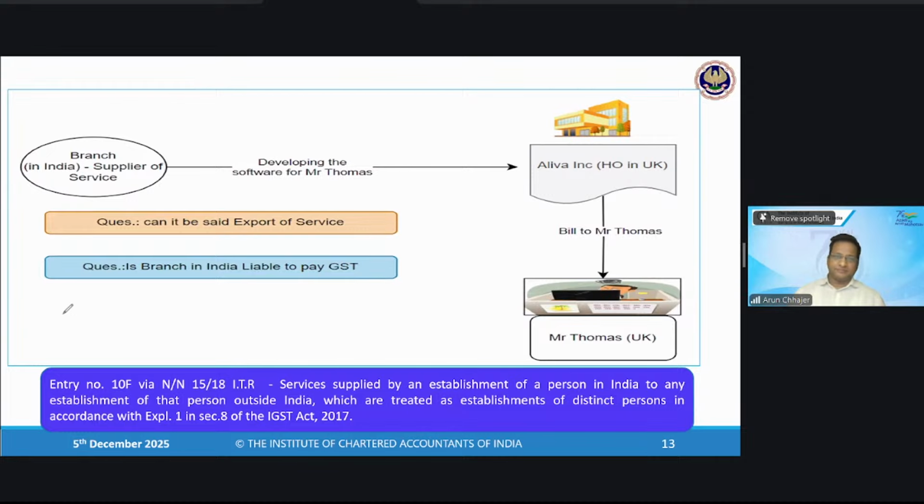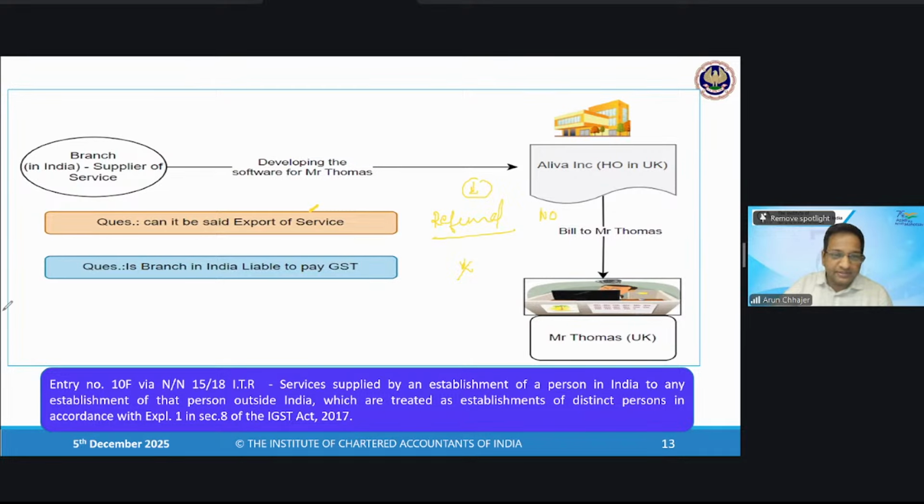Or anybody? Very nice, beta. Very nice. Here, in the first case, you will be granted the refund, but can you take the refund? Answer is no. In the second, one point, second point: here you are not required to pay the tax.